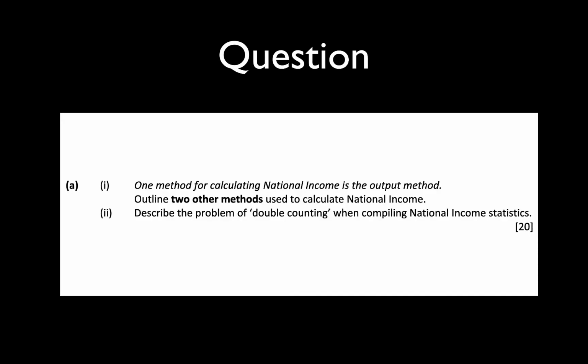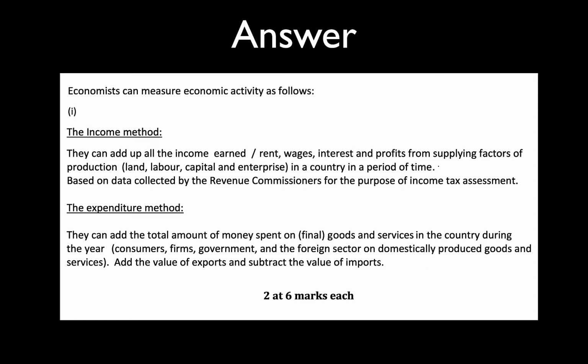Now, again, this is not an IB question. This is from a different economics syllabus, but I think it's no problem to go through this kind of stuff. So one method for calculating national income is the output method. Outline two other methods used to calculate national income, and describe the problem of double counting when compiling national income statistics. Well, the other two methods are the income method and the expenditure method.